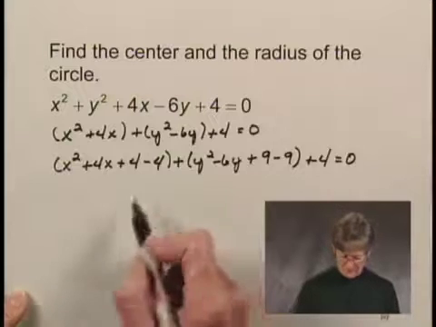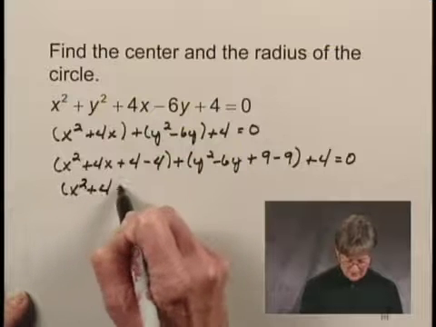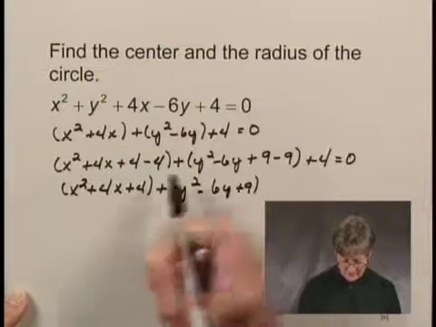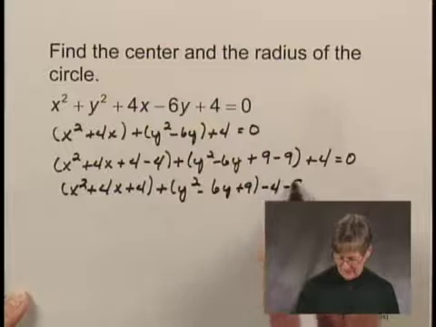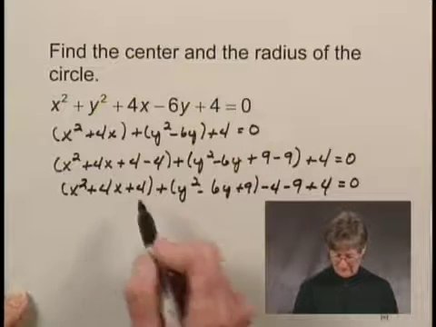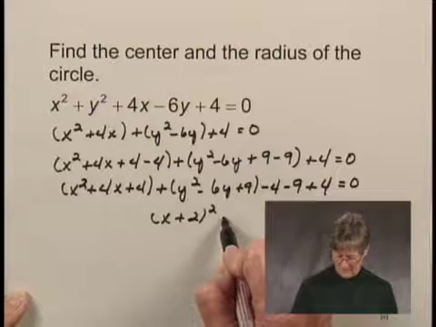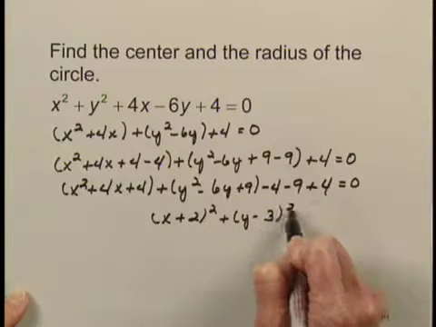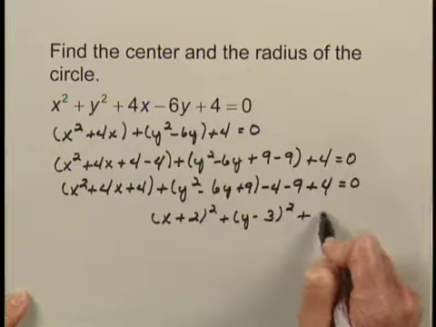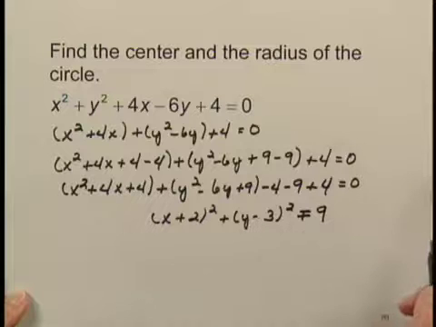Now let's write this with the numbers that I've subtracted written outside the parentheses. I can write this as x squared plus 4x plus 4 plus y squared minus 6y plus 9. And then I'm going to have the negative 4, the negative 9, and the plus 4 here. Now let's see what we have. If I write this as the square of a binomial, I'll have x plus 2, the quantity squared. If I write this as the square of a binomial, I'll have y minus 3, the quantity squared. When I add these numbers, I get negative 9, and if I add 9 on both sides of the equation, then I have x plus 2, the quantity squared, plus y minus 3, the quantity squared, is equal to 9.